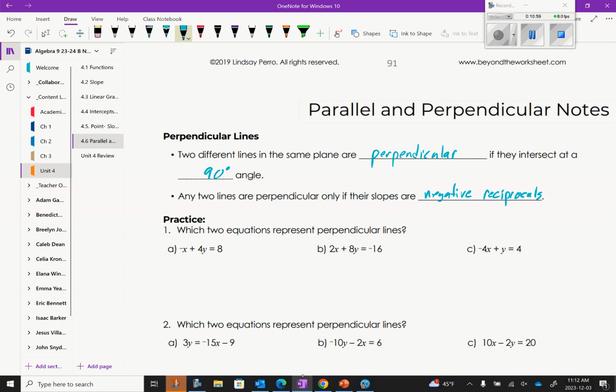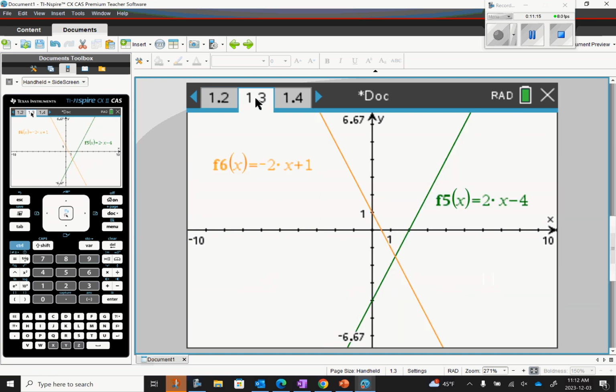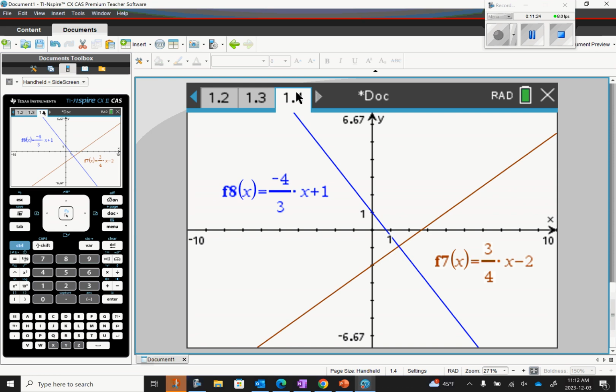If I can go back to the examples, well, this non-example, here the slopes are reciprocals. They're flipped upside down. One is 2/3, the other one's 3/2, but they're not perpendicular because both of them have the same sign. Here they have opposite signs. One's -2 and one's +2, but they're not reciprocals. This works because they're both opposite signs and flipped. They're negative reciprocals.